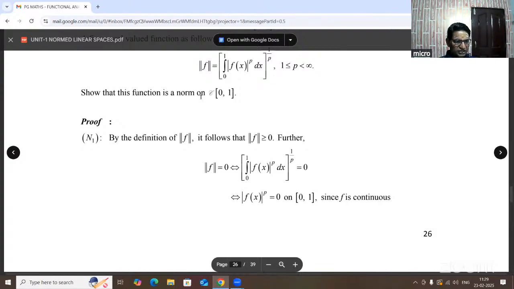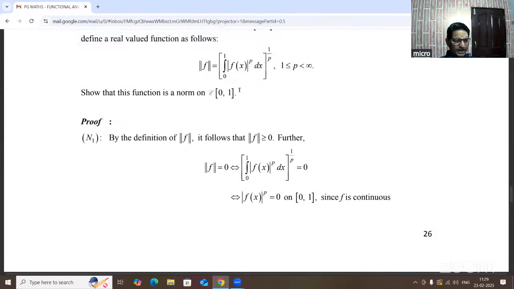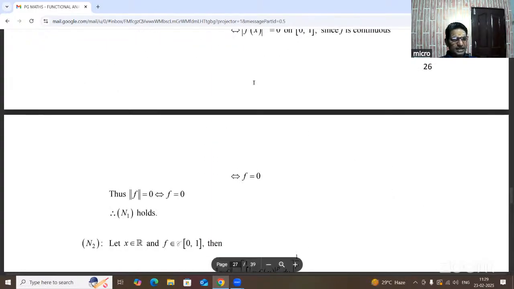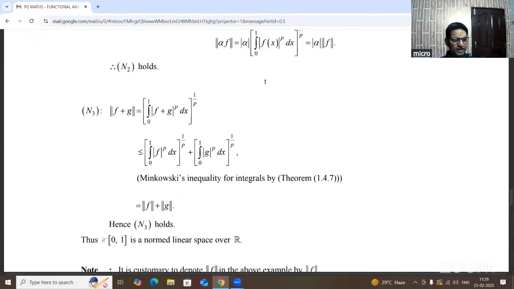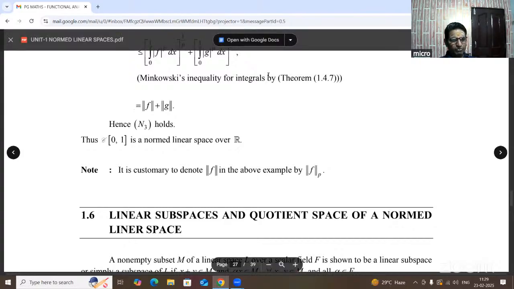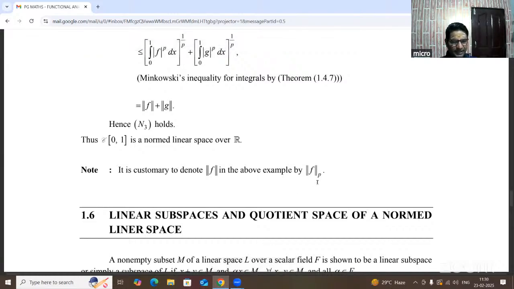So this function is a norm on C of the interval [0, 1]. Okay, that is the same. When we apply the N1, N2, N3 conditions to the given condition, then automatically it is denoted by norm f equal to norm f subscript p. It is read as norm f subscript p, where p lies between 1 and infinity, 1 less than or equal to p less than infinity. That is the set of all bounded functions on the p part. Okay, so what about the condition on p? 1 less than or equal to p less than infinity.